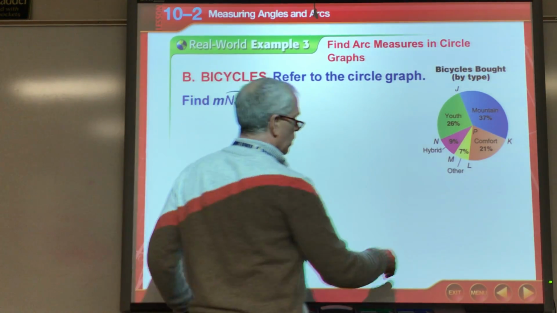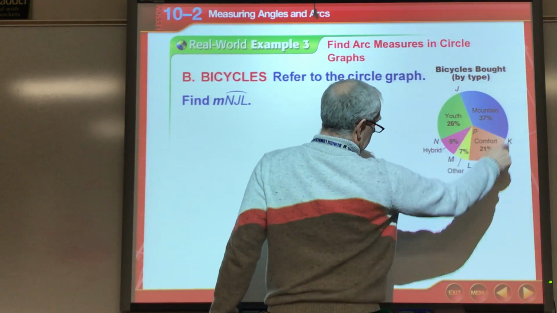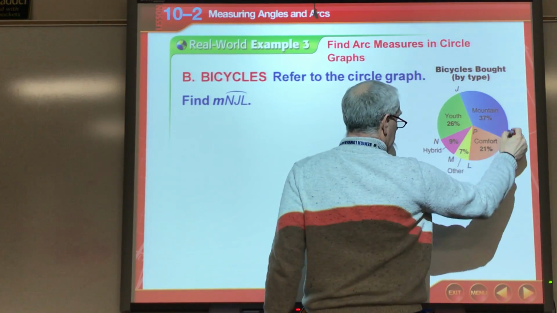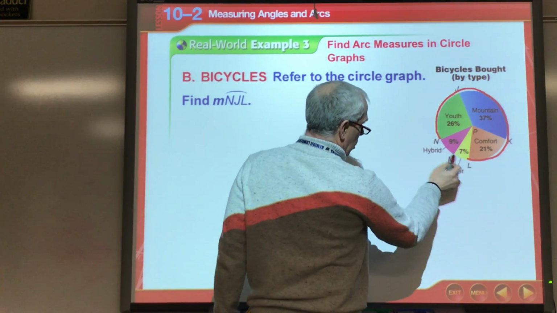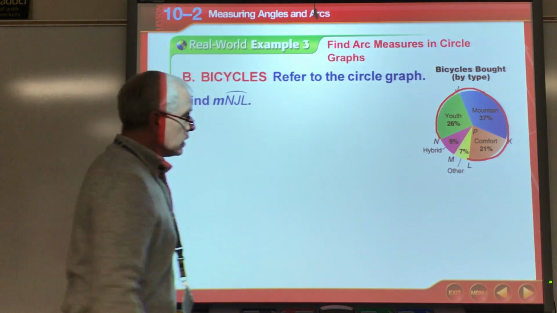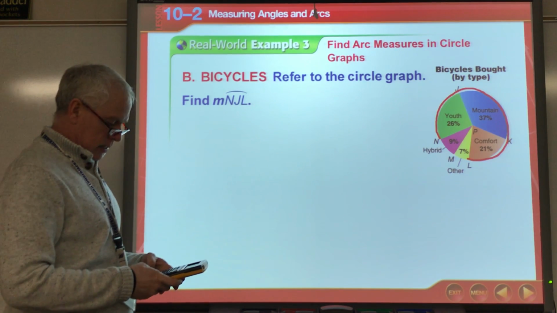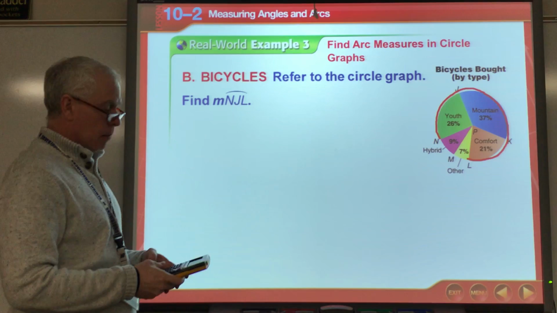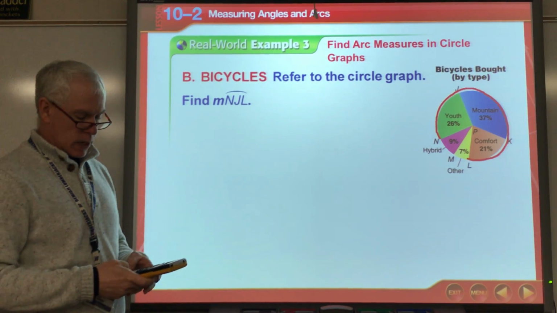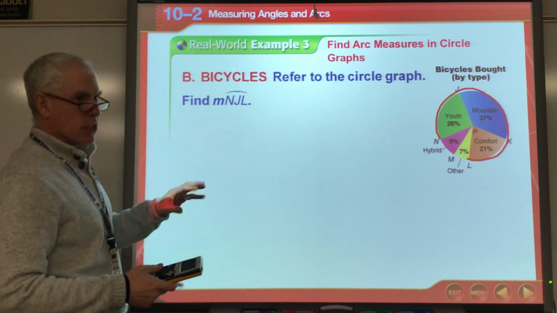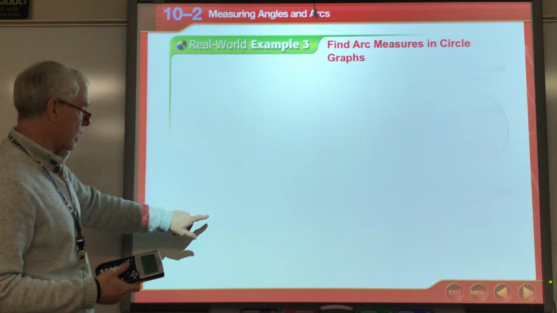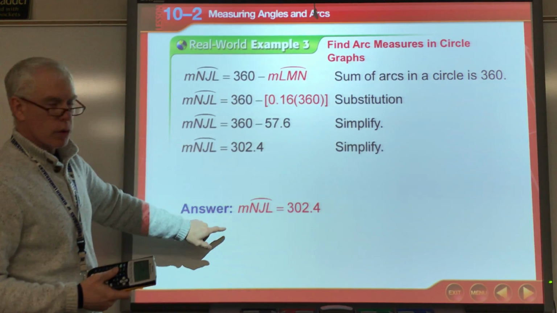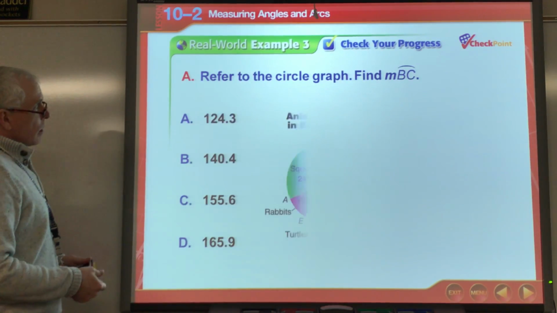How about this one? N to J to L. That is everything but this little part here. Well, 9 and 7, that's 16. So if I take 100% minus 16%, I'm left with 84% of the circle. If I take 360 times 0.84, that's 302.4 degrees, and this is the kind of math that they're going to do here. 302.4 degrees. All right, so you give it a shot.